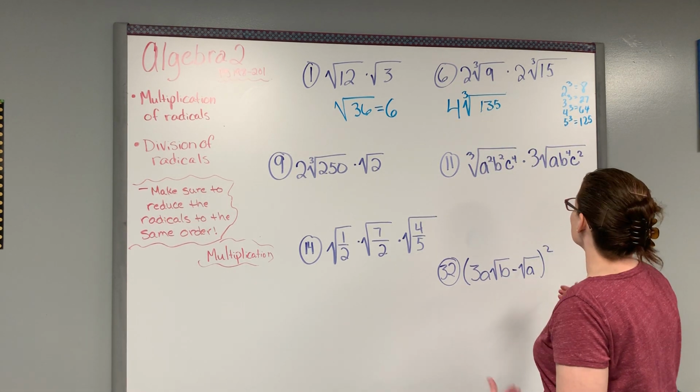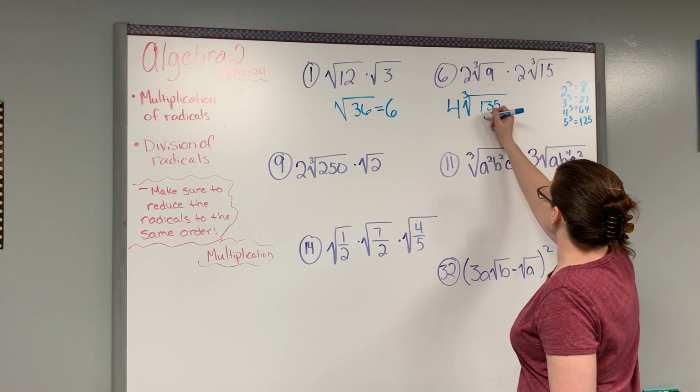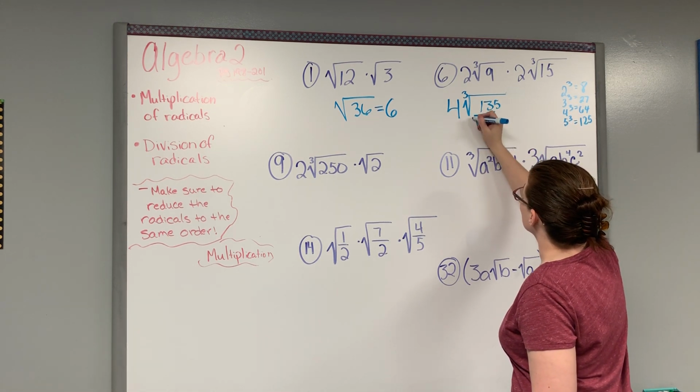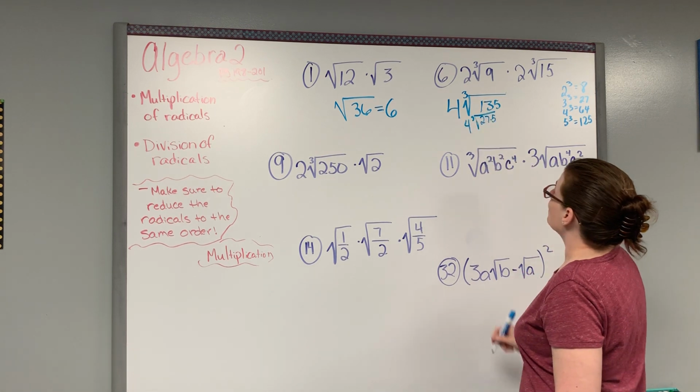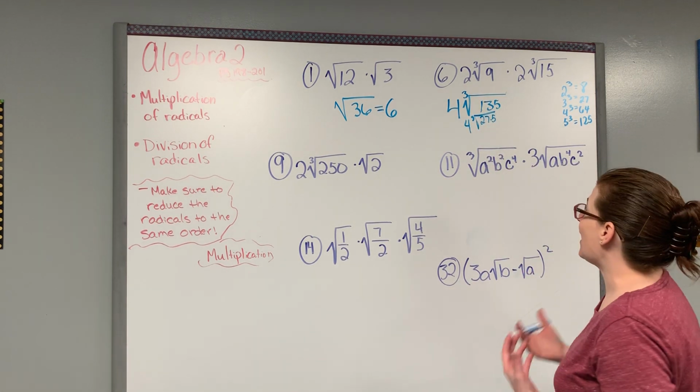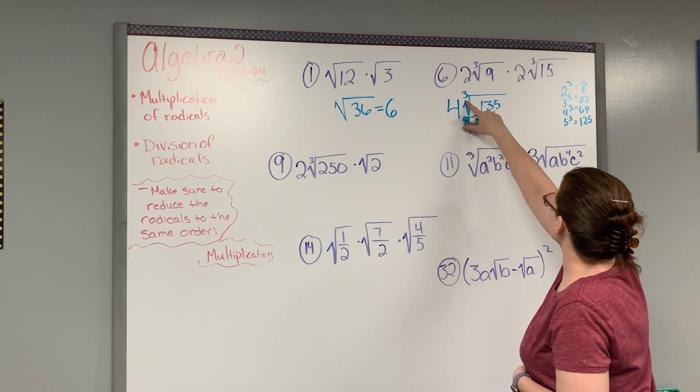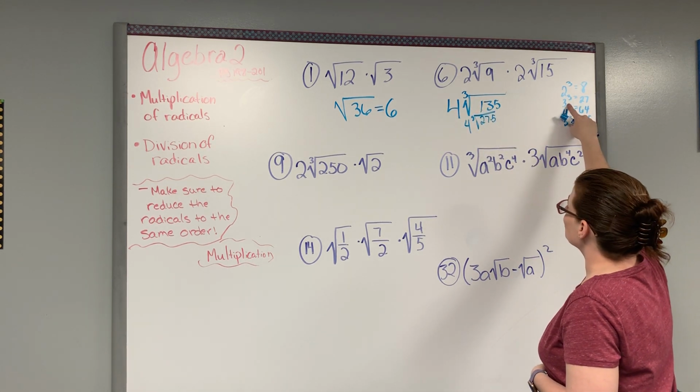And they do. 27 times 5 makes up 135. So I break that down. This is how we reduce radicals. There is a cube root of 27. If I look over here, it's 3.